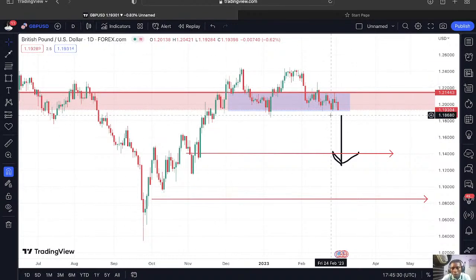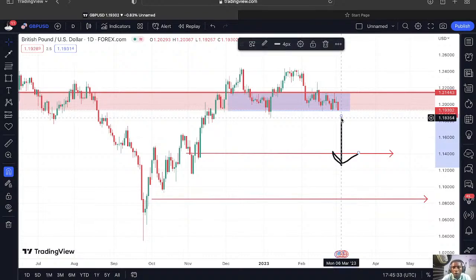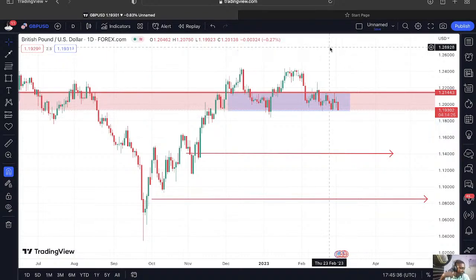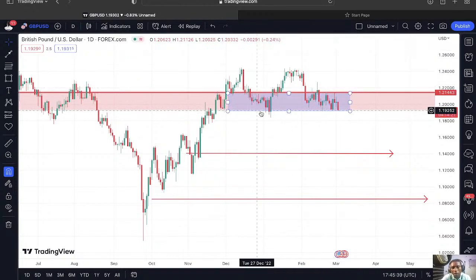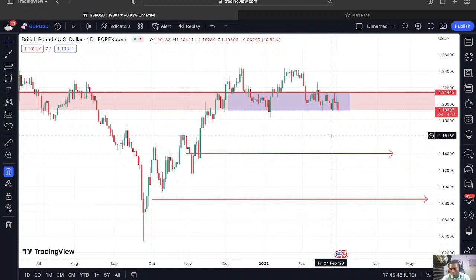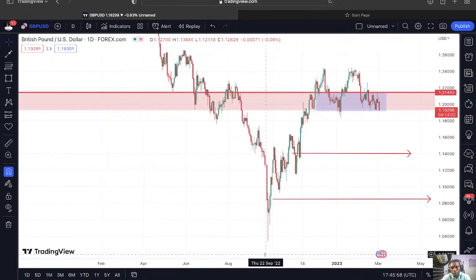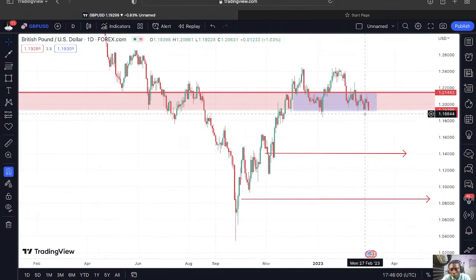So what are we going to do? Looking at it from the daily time frame standpoint, it is obvious that price has not broken out of this range, of this rectangle. Price is expected to break out. So when price breaks out of this range, what happens?